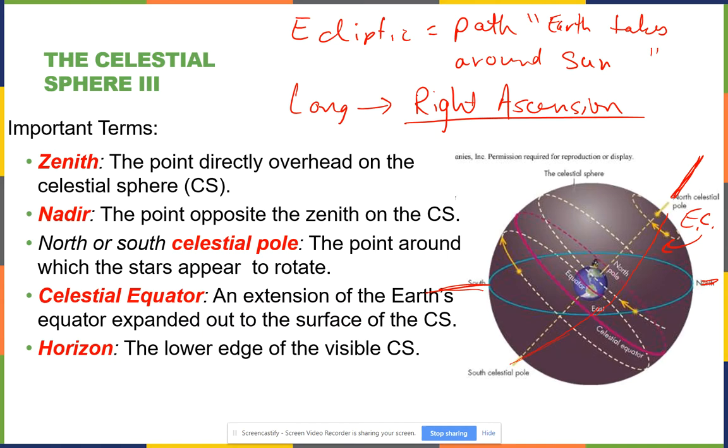Now, one last thing on this. We measure angles for longitude from the prime meridian. The Earth is rotating. How long does it take us to do one complete rotation?